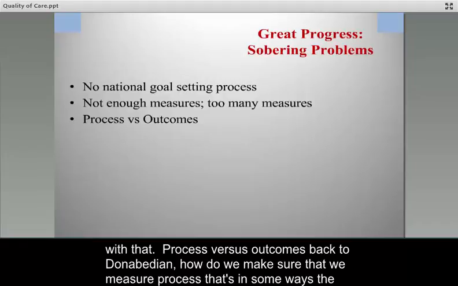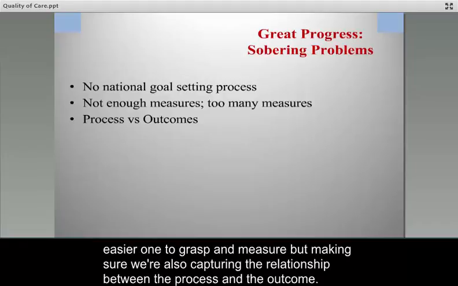Process versus outcomes, back to Donna Bedian. How do we make sure that we measure process? That's in some ways the easier one to grasp and measure, but making sure we're also capturing the relationship between the process and the outcome.